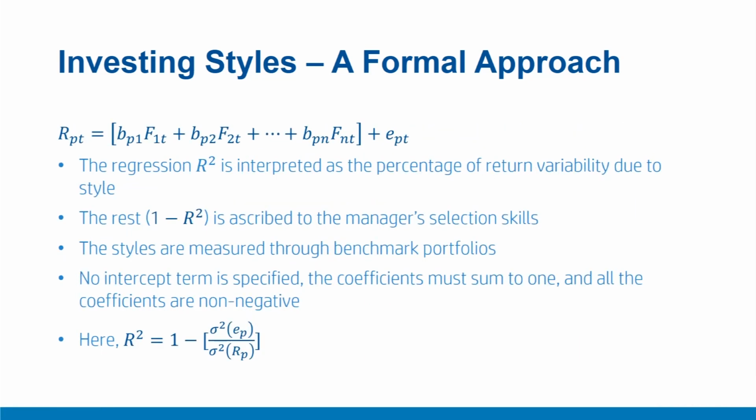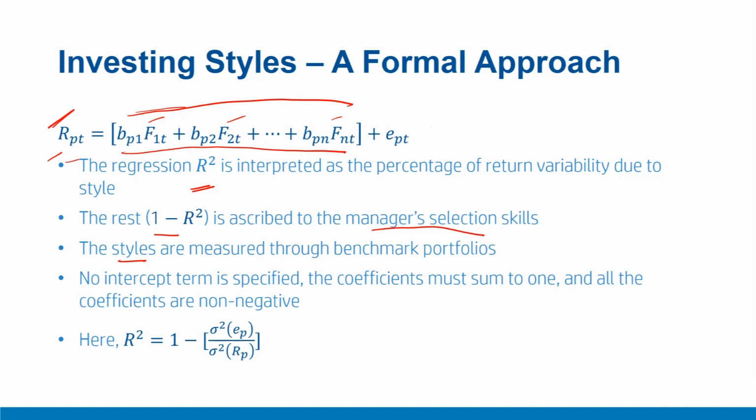In a conventional OLS regression model, R square is the measure which represents how much of the dependent variable is explained by the model. Same as the case here. Here R square measures the amount of variation explained by these style factors or the entire model. That is the percentage of variability in portfolio return explained by the style. The remaining part, 1 minus R square, is ascribed to the manager's selection capabilities, his ability to select stocks that are undervalued. Now these styles are measured by benchmark portfolios that proxy F1, F2 and FNT, these factors.